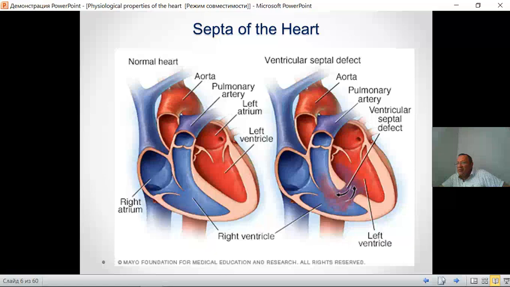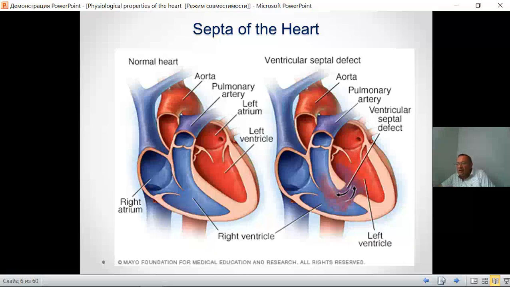Within seconds after birth, a flap of tissue known as the septum primum, which previously acted as a valve, closes the foramen ovale and establishes the typical cardiac circulation pattern.